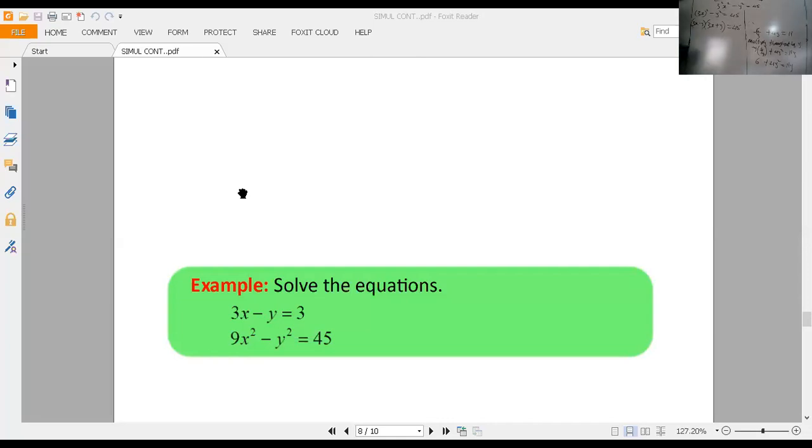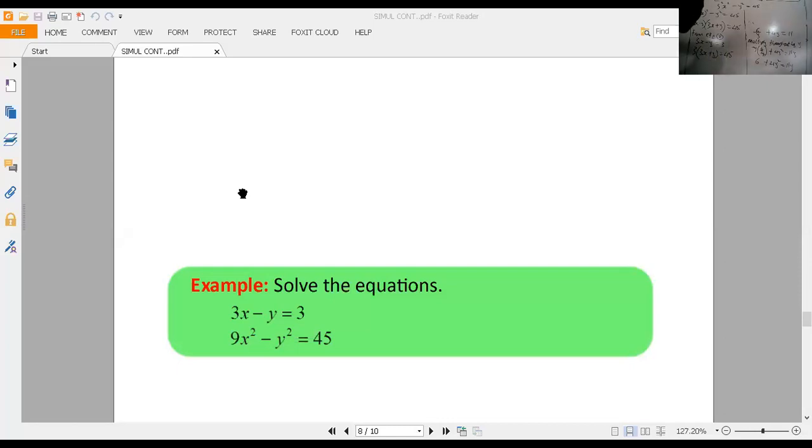Now, I want you to recollect that from equation 2, you have 3x minus y equals 3, and you have 3x minus y here. So instead of rewriting 3x minus y, I will just put 3. From equation 2, 3x minus y equals 3, so I'll just write 3 times 3x plus y equals 45.